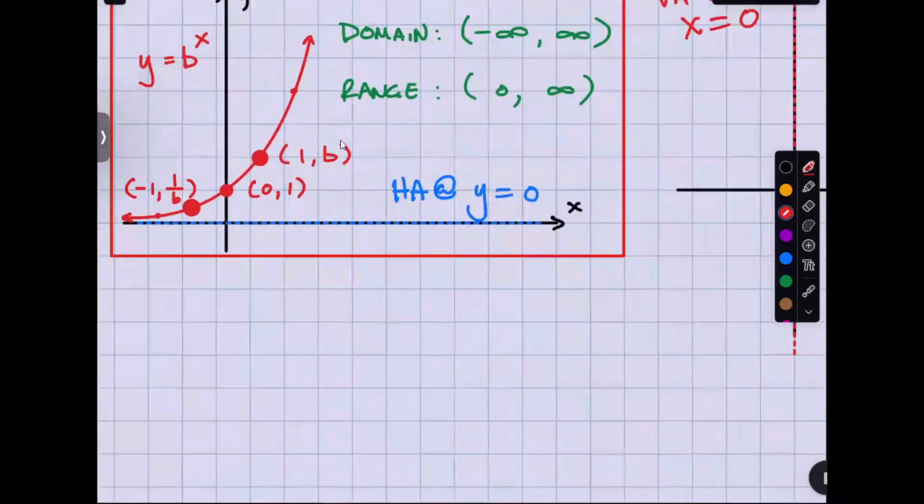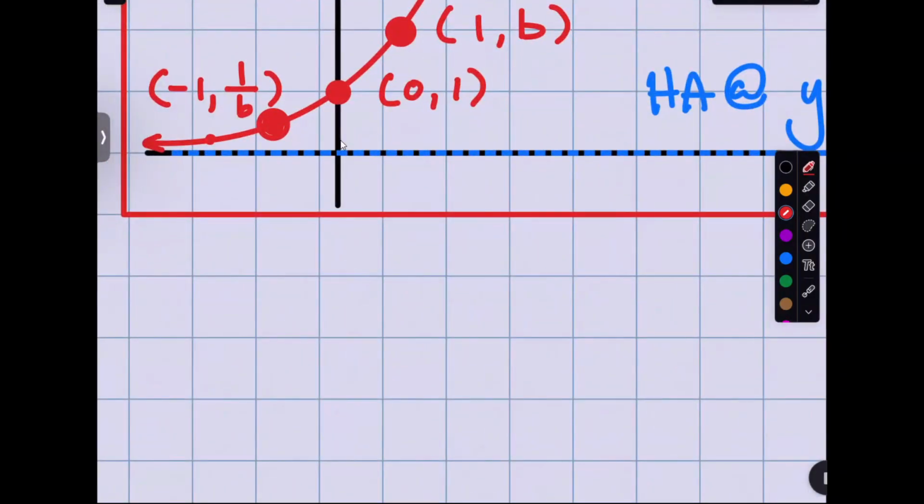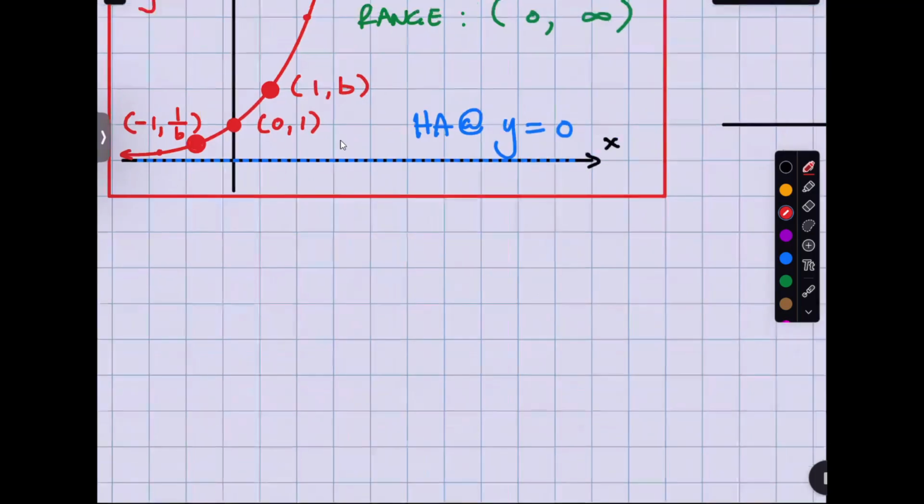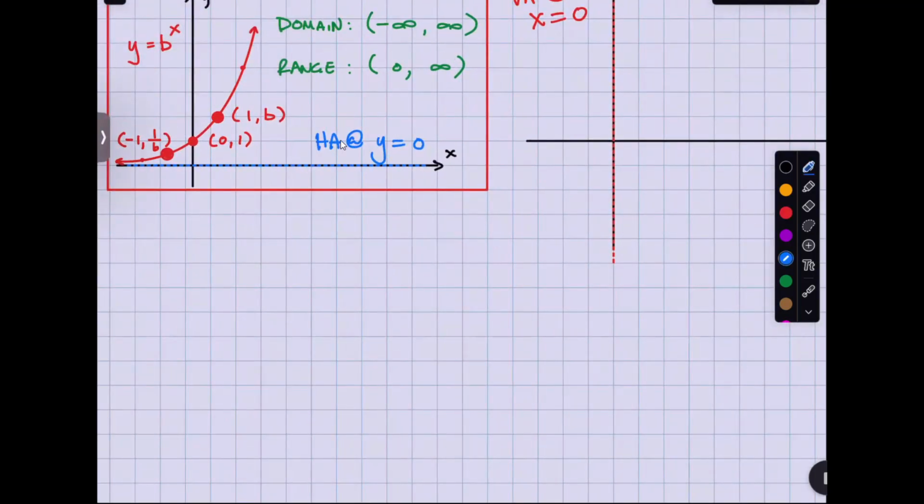So if we look at these critical points here, let's switch x and y. What does (0, 1) become? (1, 0). Okay, so now it becomes (1, 0), which is here, right? (-1, 1/b) would become (1/b, -1). And (1, b) would now become (b, 1).